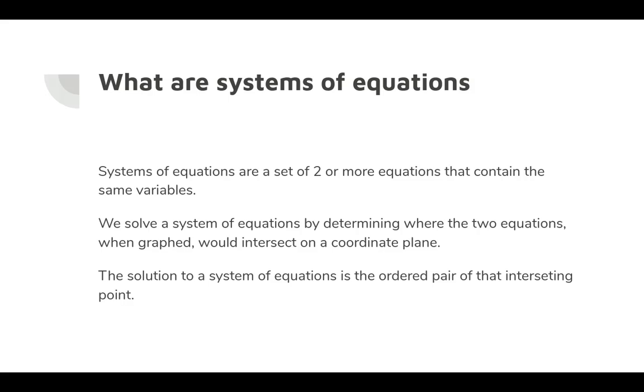And the answer is actually going to be an ordered pair, because the whole purpose of this is to find out where they meet. So if we're graphing them, where they meet would be an intersecting point. So we need to make sure that our answer is going to be an ordered pair, x and y.